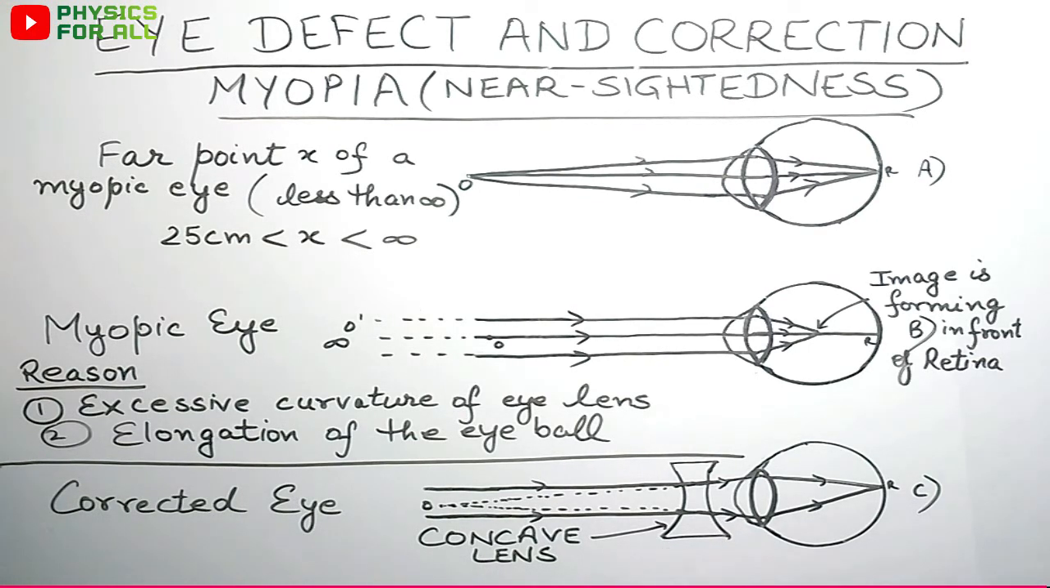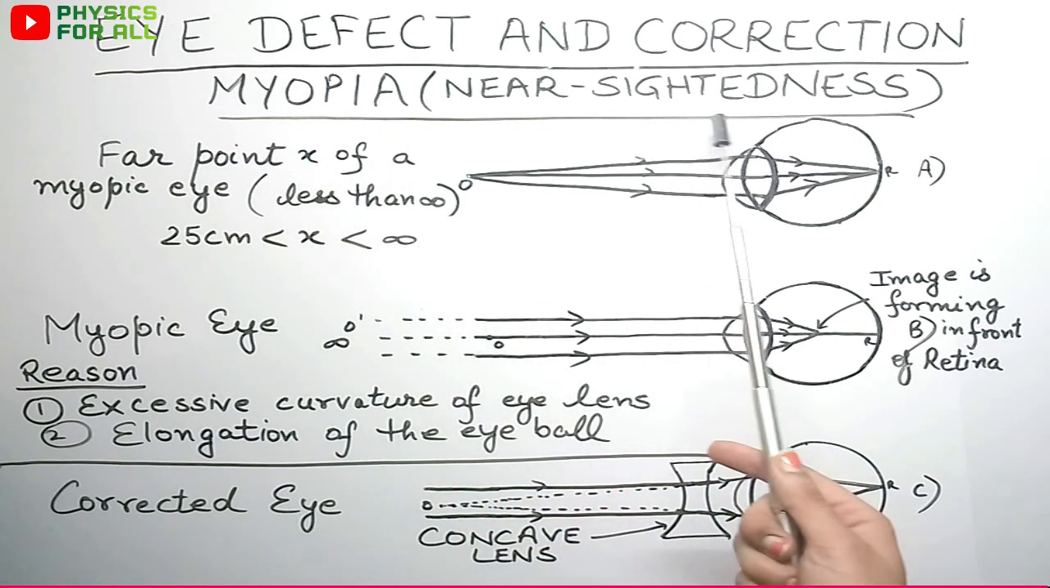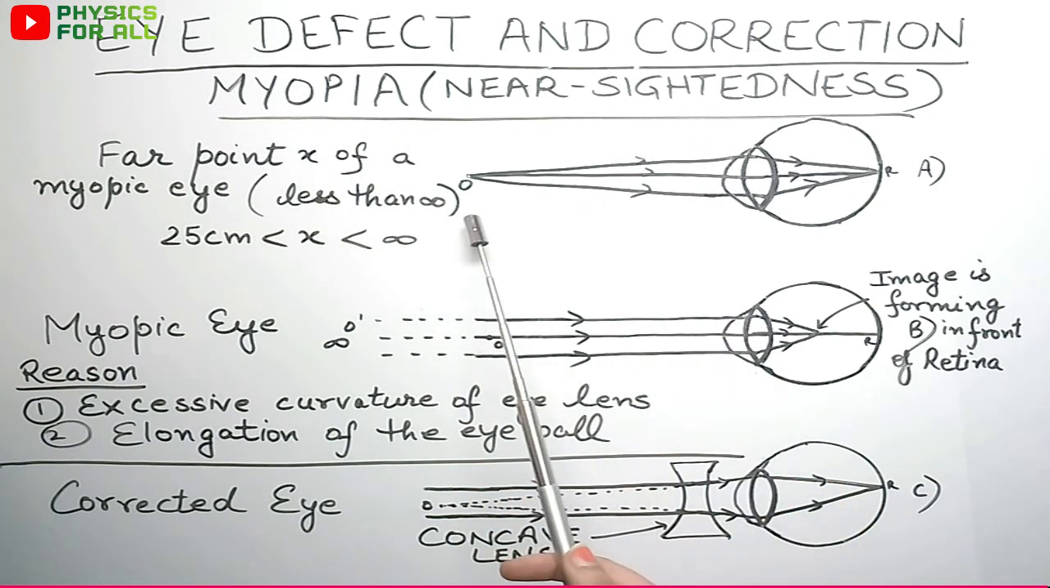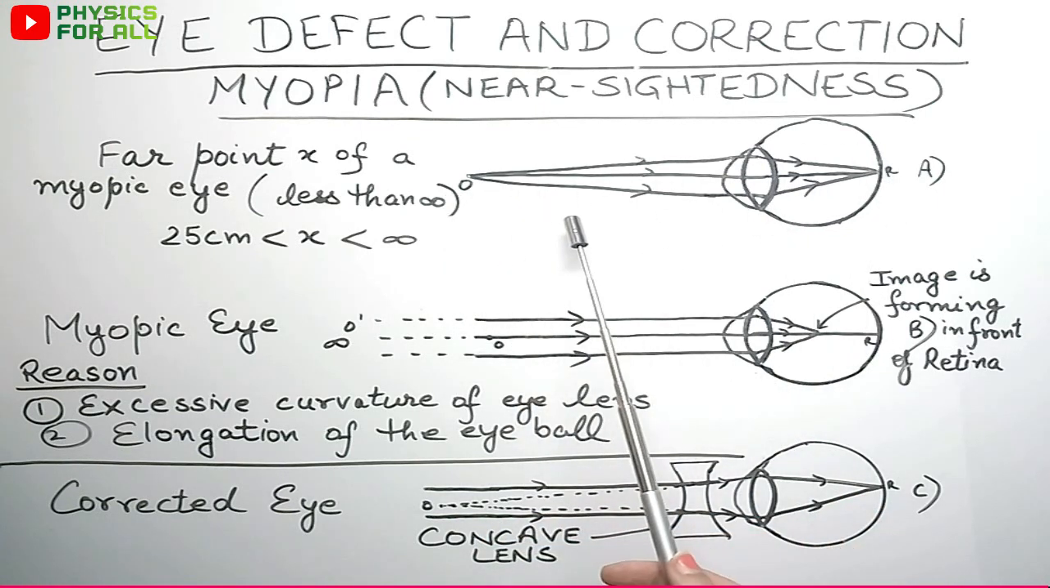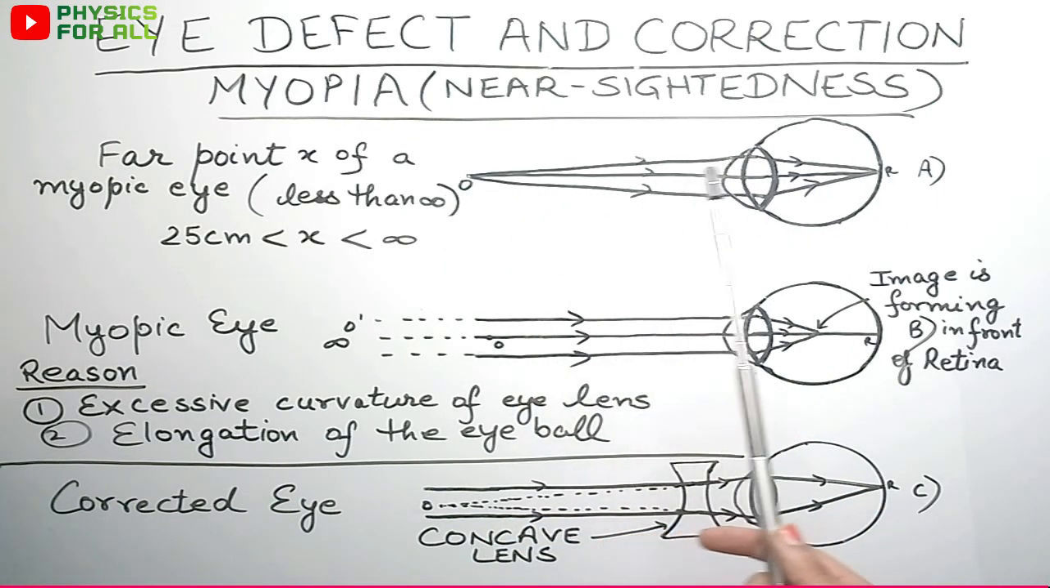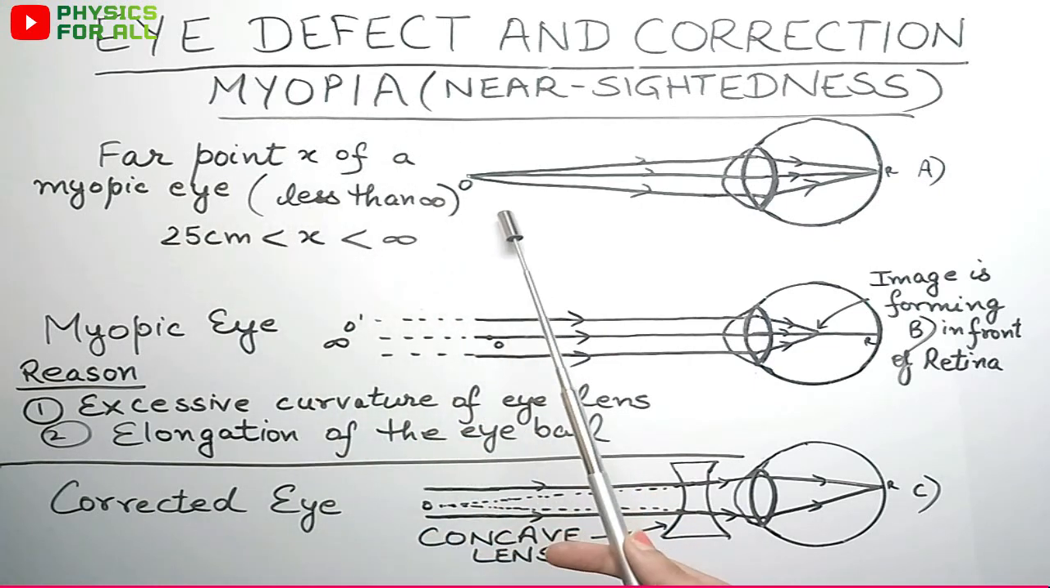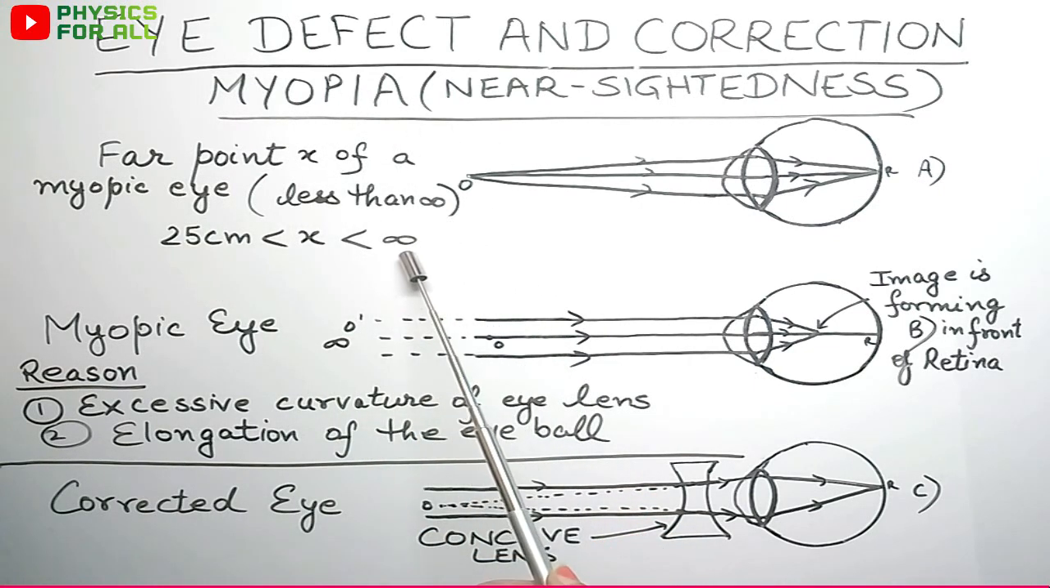So this was all about the eye defect myopia, which is also known as nearsightedness. We studied what the problem is, that a normal eye has far point at infinity, but for a myopic eye the far point decreases to some distance which is less than infinity but greater than 25 centimeters. And what is the problem which a myopic eye faces? That the image forms in front of the retina, and what are the possible reasons? After that, how can we correct it? We can correct it using a concave lens. So we'll continue studying the other eye defects in our upcoming lectures. Thank you.